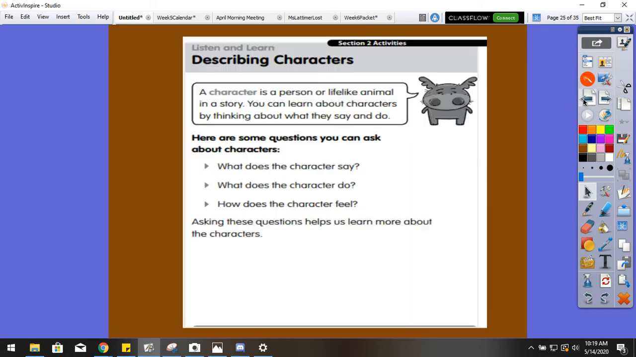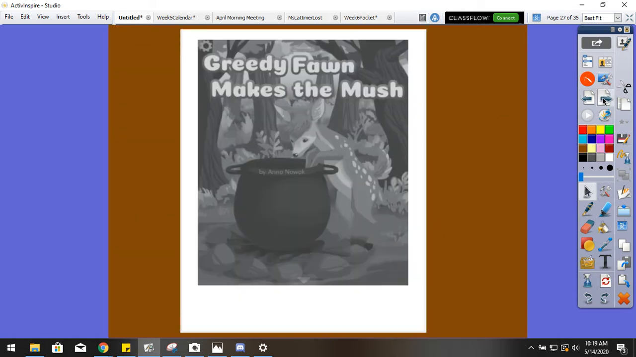Remember to think about the characters. What are they saying? What are they doing? How do they feel? So that at the end of the story, we can draw them and describe them. This is Greedy Fawn Makes the Mush by Anna Nawak.